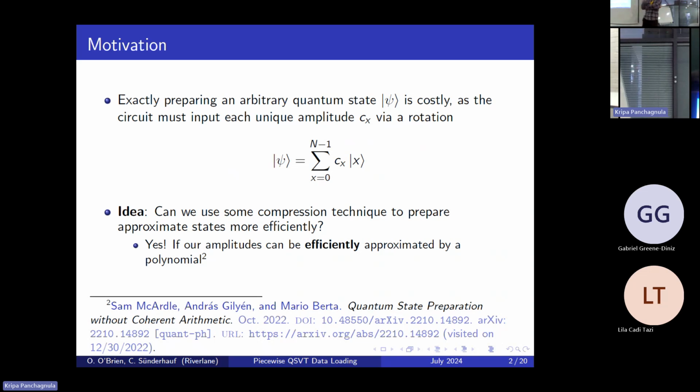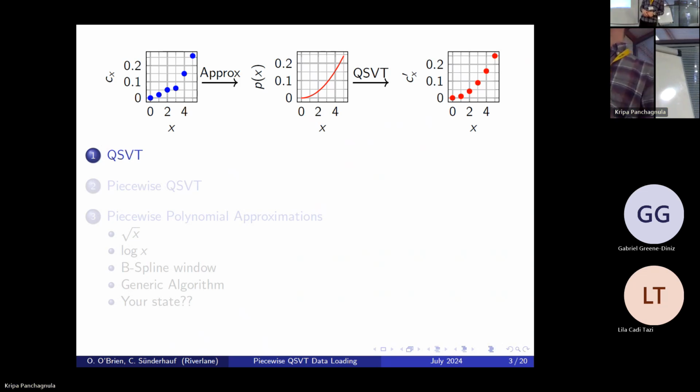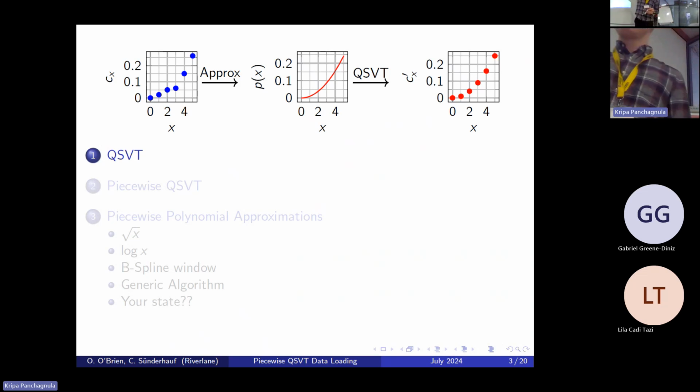Now, this was originally done by Mercado, Gilyén, and Berta, where they developed a technique that we very much built upon. And what we do is we extend their approach of using QSVT to load a low degree polynomial onto a quantum computer. So the process looks a bit like this. If you look on the far left, you have the exact state that you want to load. Now this has a bunch of different amplitudes, and we can go, hey, this looks suspiciously like x squared, and that has a lot less information.